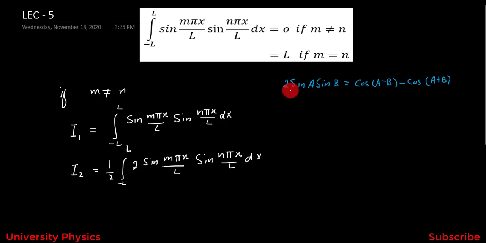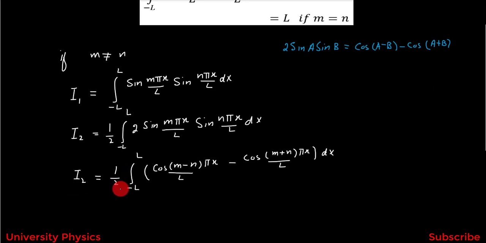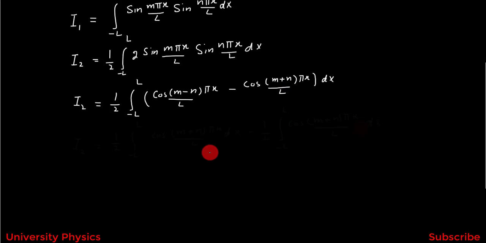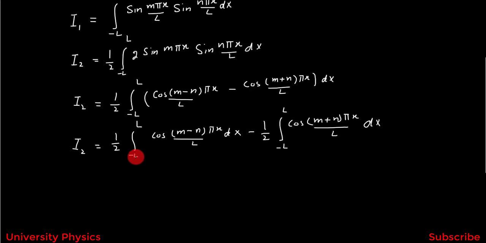To this equation, I have to apply this trigonometric relation, and after applying, we will get I1 is equal to half the integral from minus L to plus L of cos((m minus n) pi x over L) minus cos((m plus n) pi x over L) dx. This equation can be written as I1 is equal to half the integration from minus L to plus L of cos((m minus n) pi x over L) dx minus half the integration from minus L to plus L of cos((m plus n) pi x over L) dx.